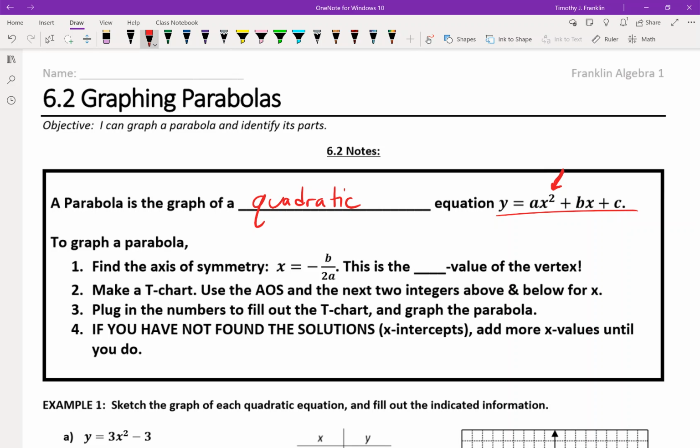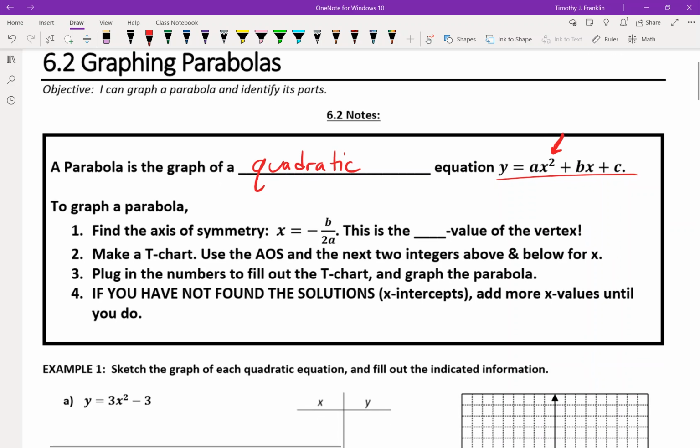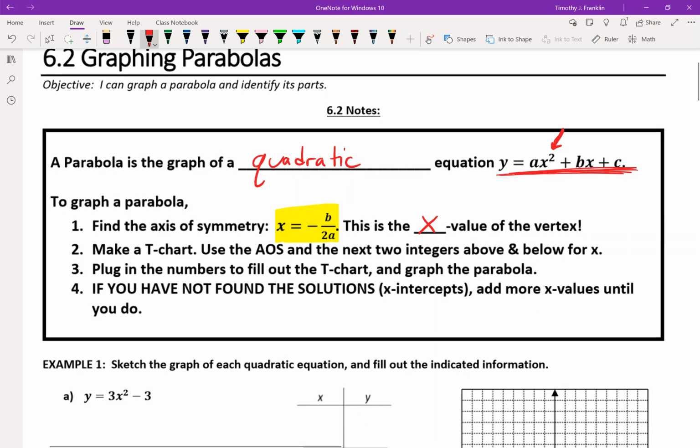Now to graph it, we're going to be following these steps. First, we find the axis of symmetry, which is x equals negative b over 2a. And we get those values, b and a, from the equation that will be given in this form. And the AOS, or axis of symmetry, is the x value of the vertex. So once we find that, we can then make a t-chart, or a table of values, use the AOS, and then we choose two integers above and below for x. We have 5 values for x. We put those numbers into the equation to find y, to fill out the t-chart, and graph the parabola.